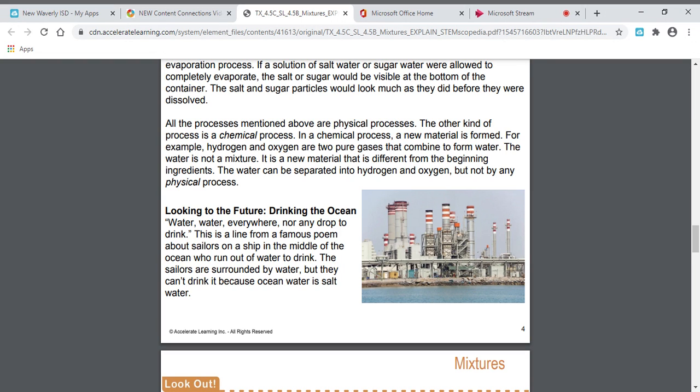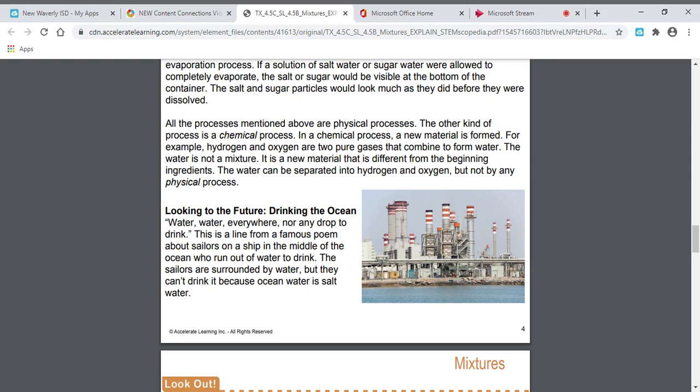Looking to the future: drinking the ocean. "Water, water everywhere, nor any drop to drink." This is a line from a famous poem about sailors on a ship in the middle of the ocean who ran out of water to drink. The sailors are surrounded by water, but they can't drink it because ocean water is salt water.